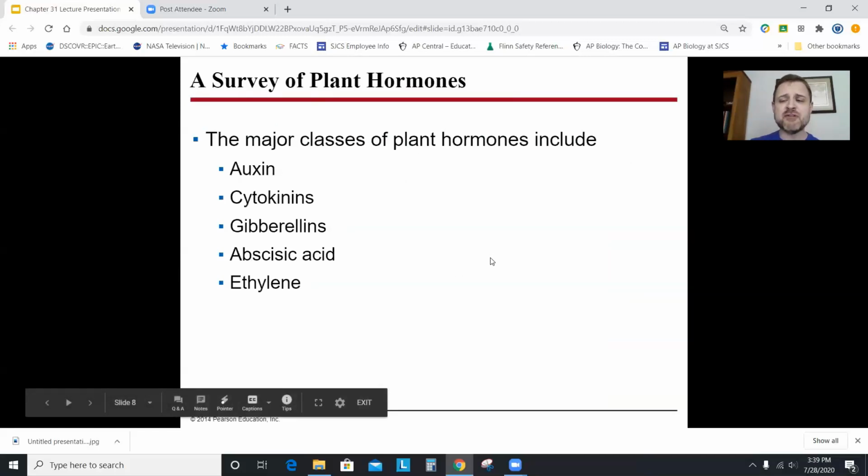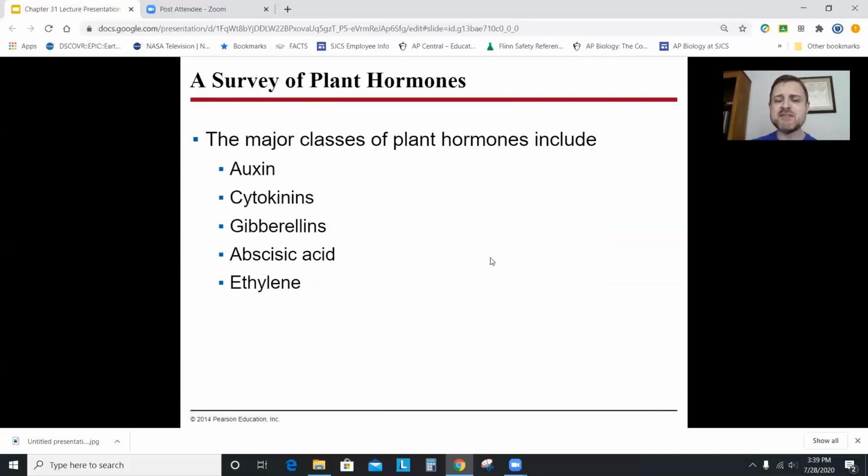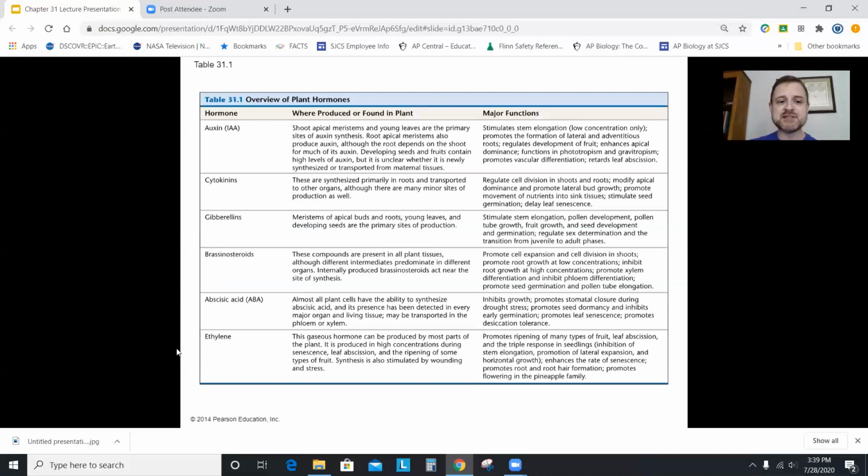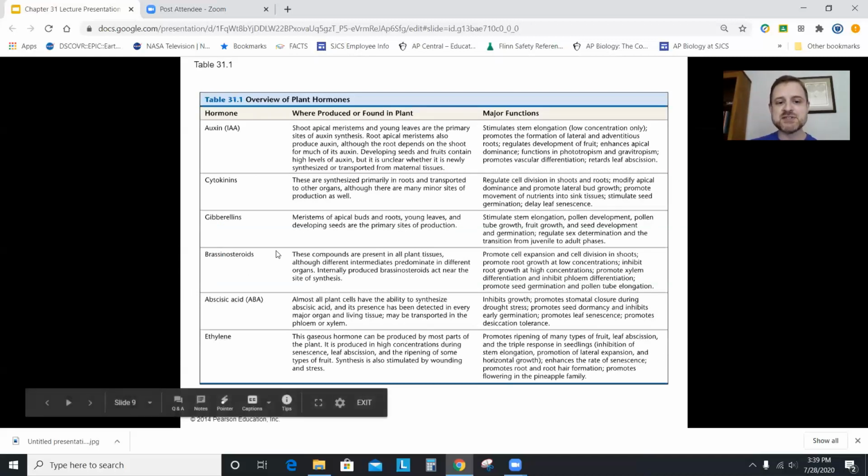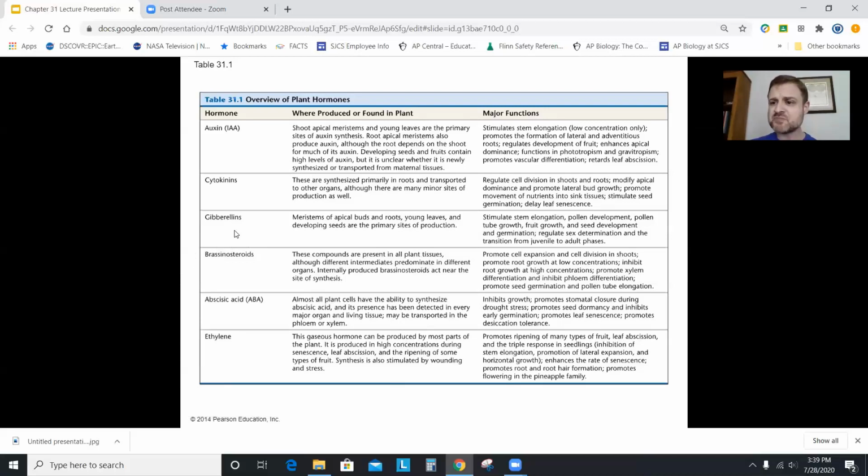So we're going to go through a very, very quick survey of 5 different plant hormones: auxin, cytokinins, gibberellins, abscisic acid, and ethylene. Your textbook has this diagram. It adds one called brassinosteroids that we're not going to go through. Basically, for each one, you just need to know what each hormone does.